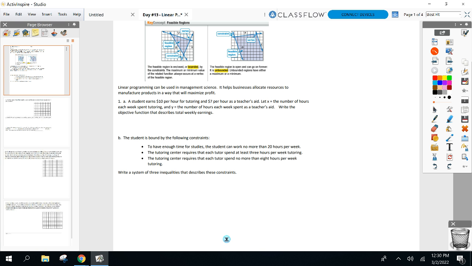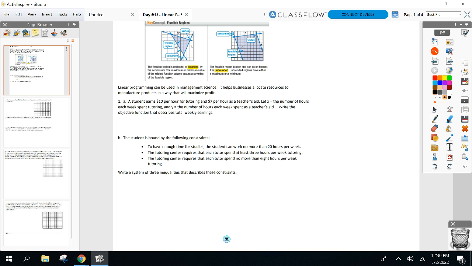Airlines, for example. How many flights to Fort Lauderdale today? How many to Denver? How can we make the most amount of money based on how many airplanes we have to fly, how many pilots, the schedule, etc.? They do what's called linear programming, which we're going to do today to figure out the maximum amount of money they can make. So we got this student who tutors and they're a teacher's aide.